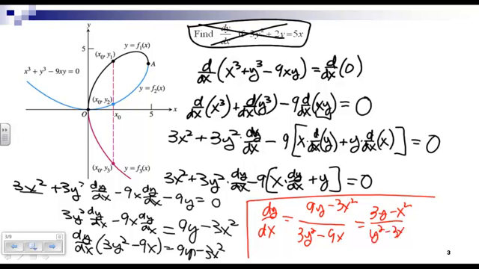Wait, what did you take out? 3? Both of these terms have 3's. Both of these terms have a 3. I factored the 3 out and canceled. Better answer.